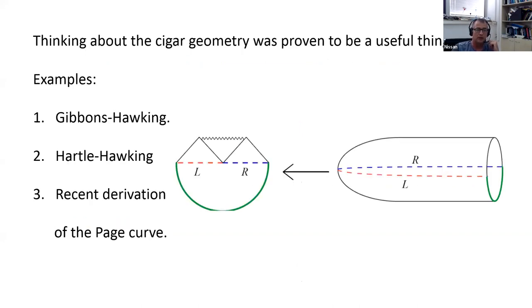So historically, thinking about the cigar geometry, the geometry that we get when we analytically continue the eternal black hole, was proven to be a good thing to do. Several things that we've learned back in the 70s, and more recently, people derived the Page curve using an approach like this.